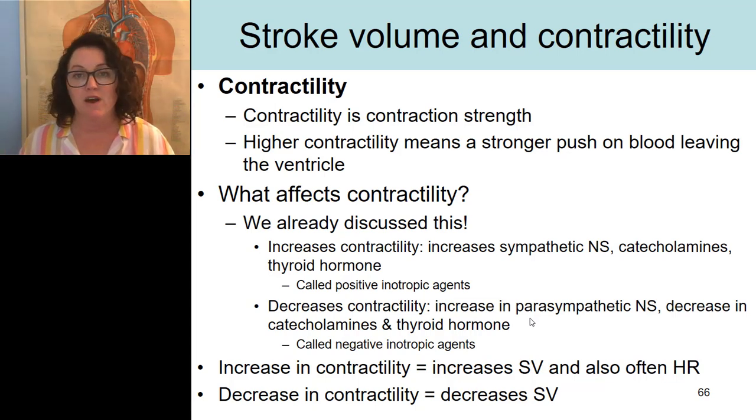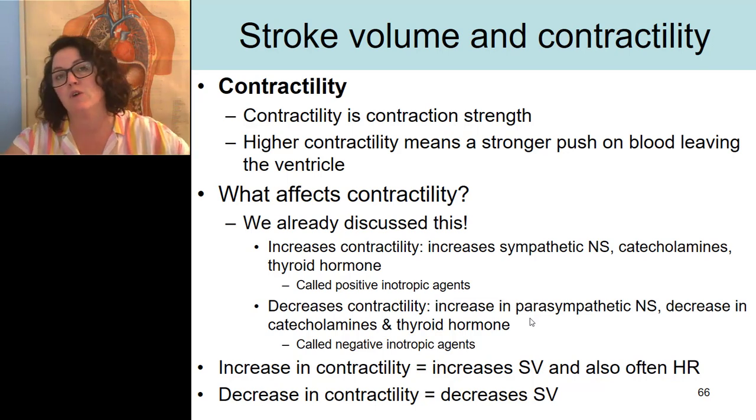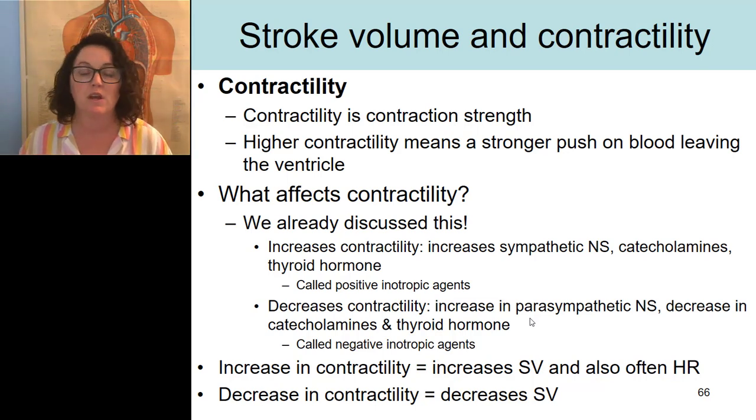The chemicals that affect contractility are called inotropic agents. So we would say that an increase in contractility is caused by positive inotropes, whereas a decrease in contractility is caused by negative inotropes. But I don't think you're going to see inotropic or inotropes anywhere on an exam. But I thought I'd mention them in case you ever come across them in another class or in your readings.